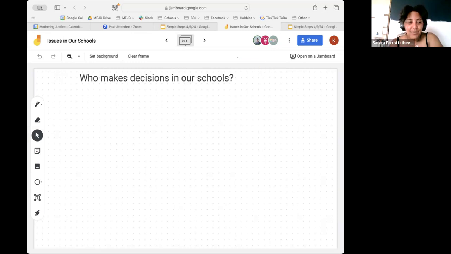As we're looking at the Jamboard, we want to know what and who you think makes decisions in your schools. Think of the power structures that exist within your schools, and who you think those decision makers are. And then what are the ways that we can impact change? How can you, as a community member, a parent, maybe an educator, or public resource person, enact change with those decision makers? If you want to talk out loud, that's fine.